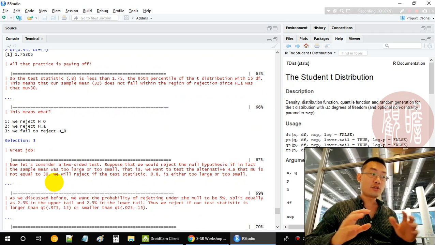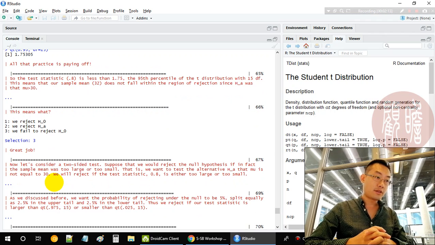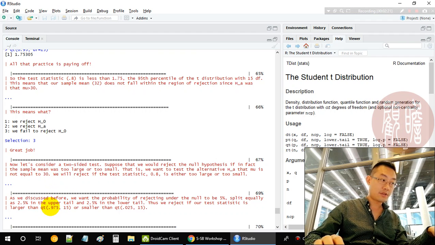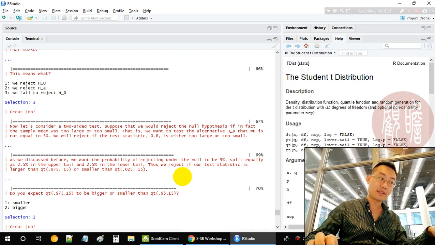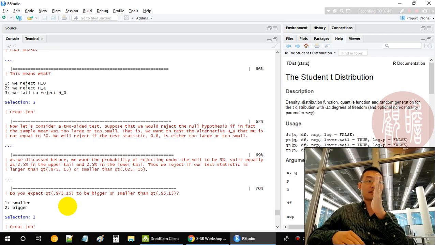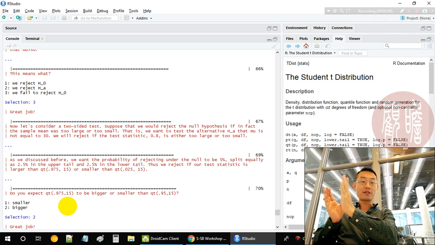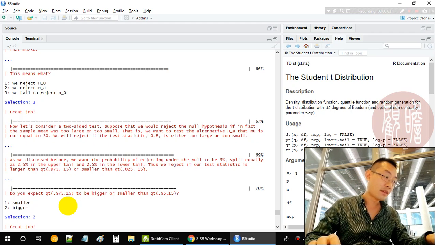So now let's consider a two-sided test, a two-sided t-test. Okay, so we have to split the 5% into two parts. So now we use quantile 0.975, 15, lower and higher. This is the right side, this is the left side. So do you expect it to be bigger or smaller than quantile 0.95? It should be bigger. So here is 0.95 with the t value of 1.7, and this is 5%, and 2.5% is to the right of it, so that value will be larger than 1.75. So it's larger than that.